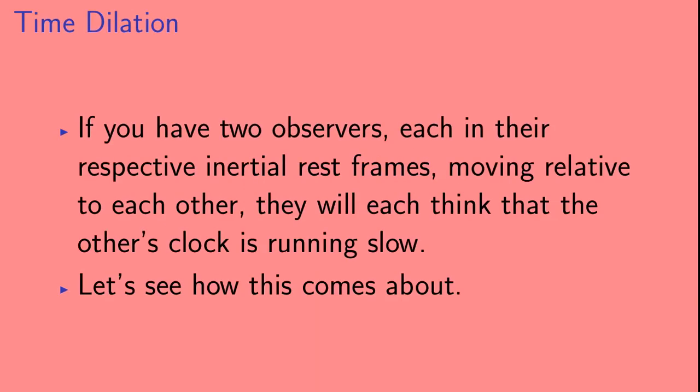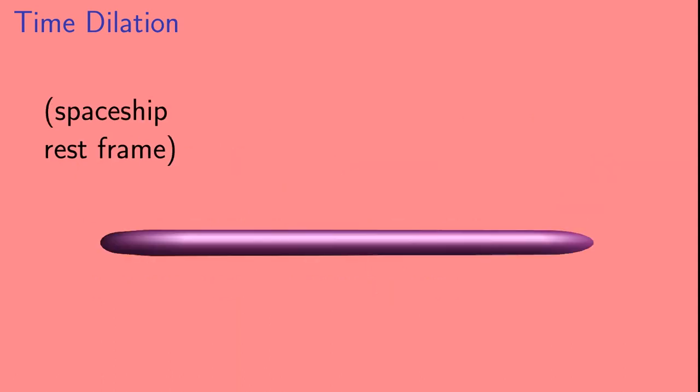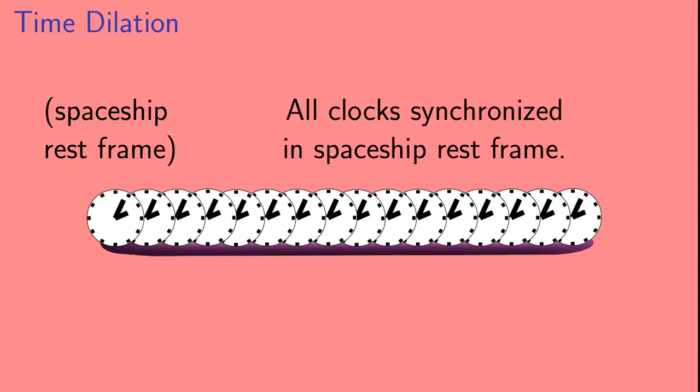If you have two observers, each in their respective inertial rest frames, moving relative to each other, they will each think that the other's clock is running slow. Let's see how this comes about. Let's go back once again to our spaceship. Here, let's look at it in its rest frame. This time, let's cover it with clocks. These clocks will be synchronized in the spaceship rest frame.